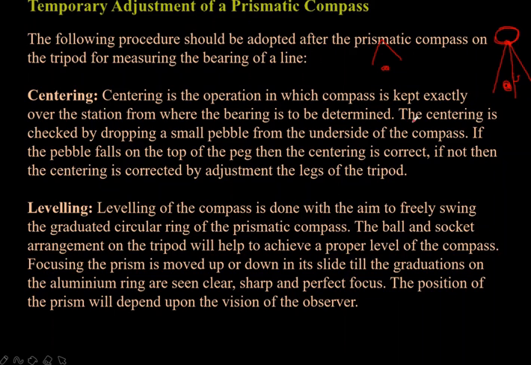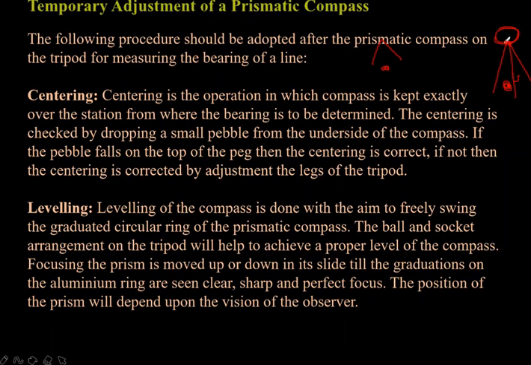How is the centering checked? They are telling that the centering is checked by dropping a small pebble from the underside of the compass. If the pebble falls on the top of the peg, then the centering is correct. If not, then the centering is corrected by adjustment of the legs of the tripod. So how is the centering checked?